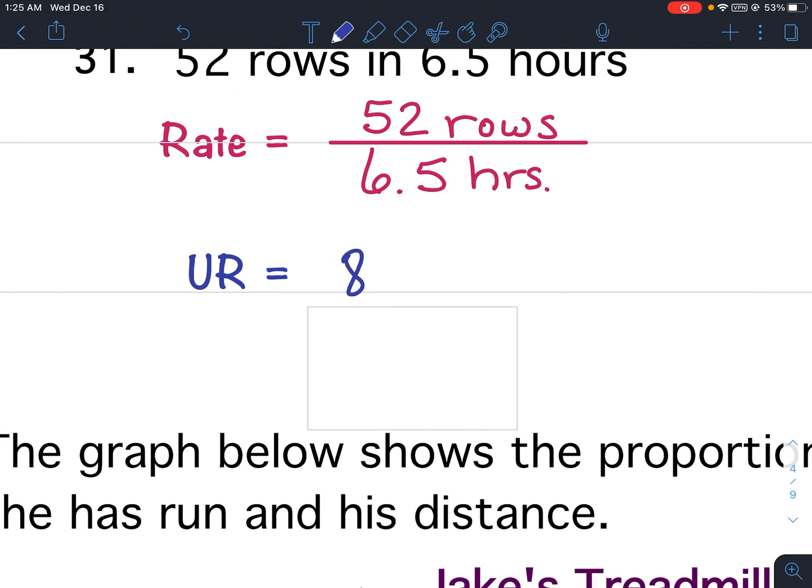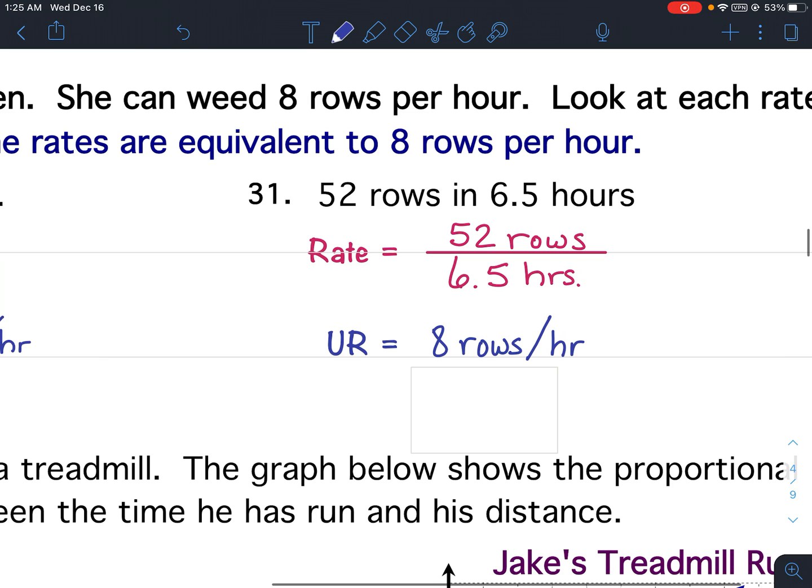So this would be 8 rows per hour. So 8 rows per hour is the same thing as what Sadie can do. Therefore, my answer is yes.